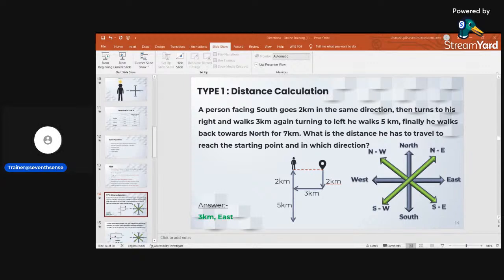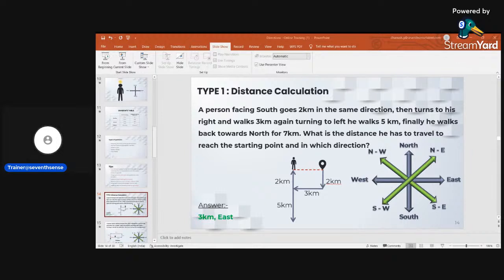So A square is 10 square, and we have 40 meters here, and this is plus 5. So the total B length is 45 meters. So this B is 45. So root of 10 square plus 45 square is root of 2125, which is approximately 46 meters. Is it clear?